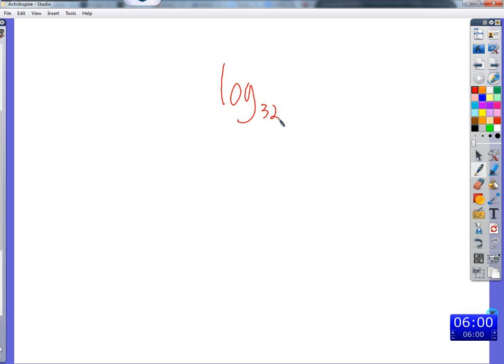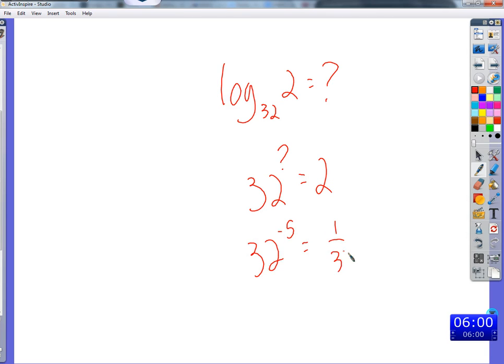Log base 32 of 2. Trying to take 32 to some power and get 2. We're not going to raise 32 to the second. Negative 5? 32 to the negative 5. Now the negative just tells me to take the reciprocal of 32 and raise it to the fifth. So we got a huge number. 1/5. We got the right idea here. What does it mean when I raise something to the 1/5? The fifth root. Fifth root of 32, that indeed is 2. Yes.